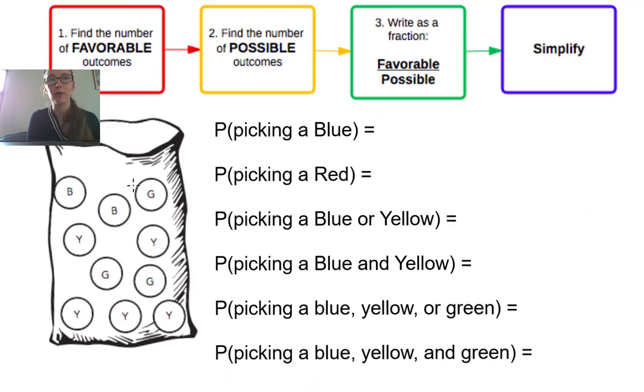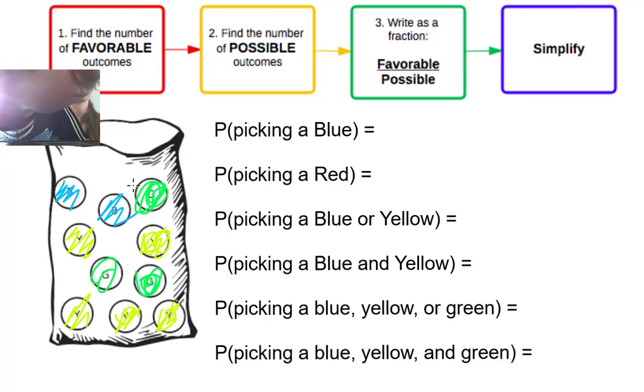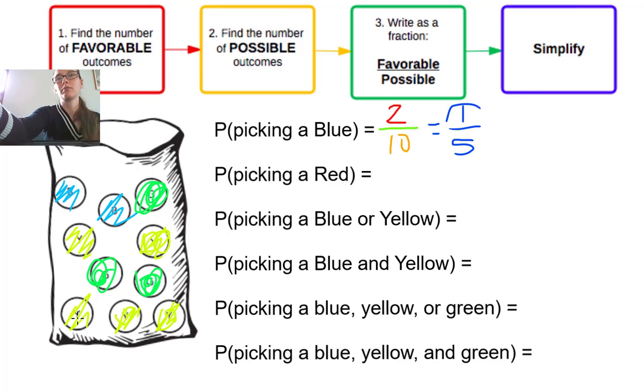So now we have a bag of marbles, and we're only going to pick one out at a time, and that's really important. So I'm only picking out 1 marble at a time. I want to know the probability of picking a blue. Well, there's 2 blue marbles out of 10 outcomes. I write it as a fraction, and I need to simplify. They're both even numbers, so I can divide both by 2. So the probability of picking a blue is 1/5.